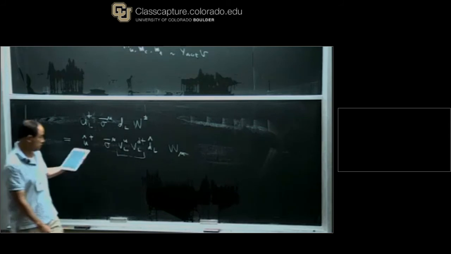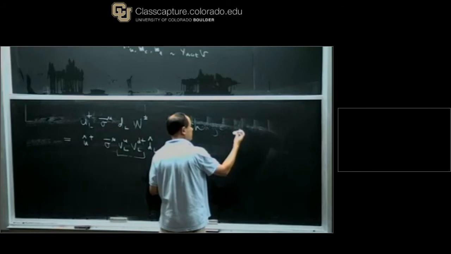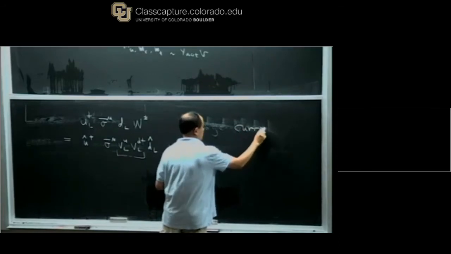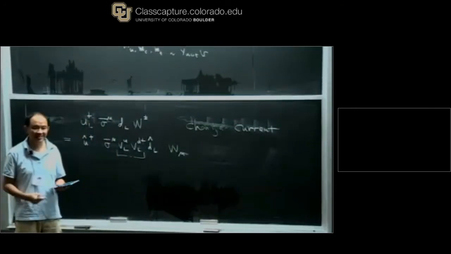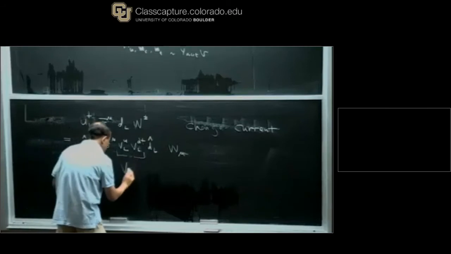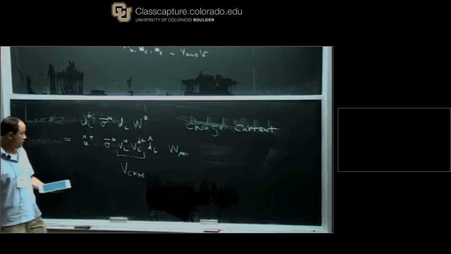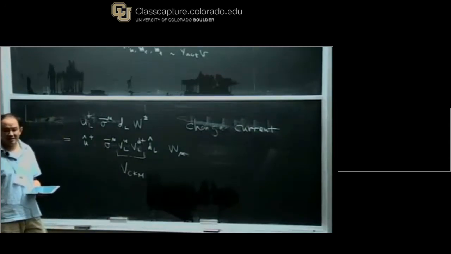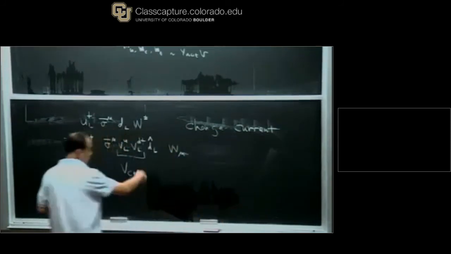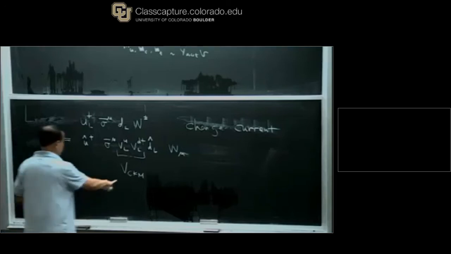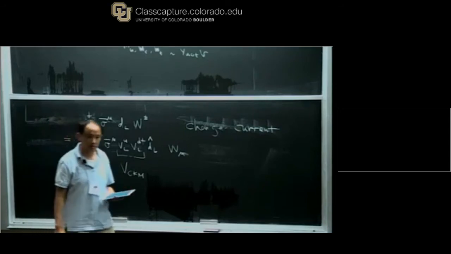Okay. So this is the so-called charged current interaction, because it couples to the charged W boson. And this is sometimes called the CKM matrix. Okay. It's a 3x3 unitary matrix. And as we said, there are three mixing angles in this matrix and one phase, physical parameters.